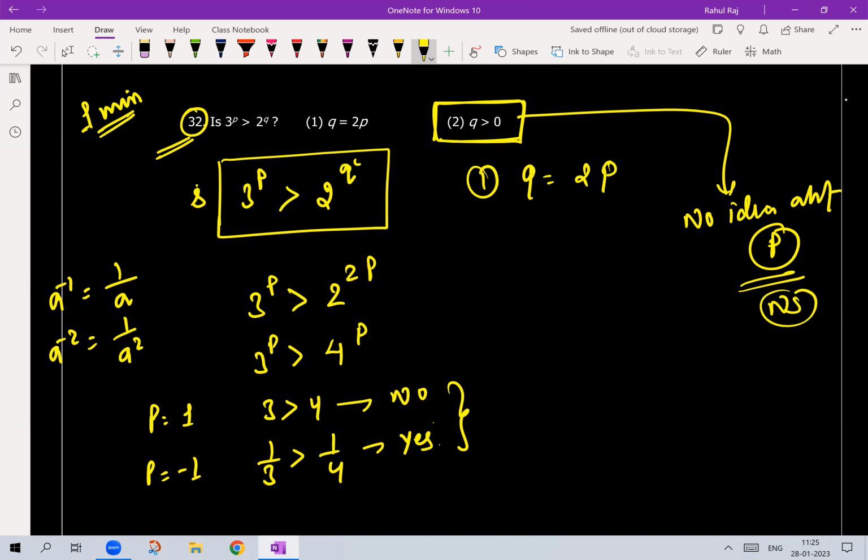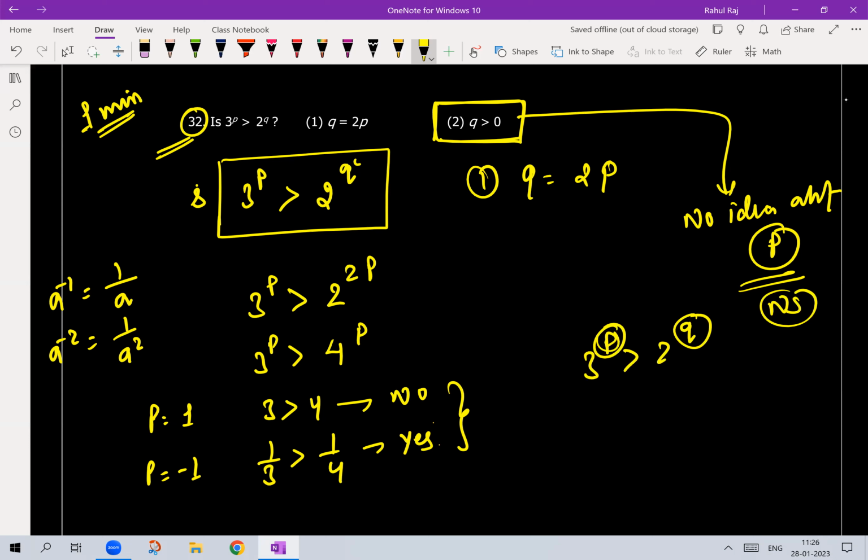100% when you are solving, you get a yes or no situation. But here, do you really feel that you need to even think about a yes or no situation? Because the question says 3 to the power p greater than 2 to the power q. Option number 2 says q is greater than 0. Now imagine if you take q 100, I'll take p 1 lakh. You take q 1 lakh, I'll take p 10 lakh. I have no idea about p. I can create anything. So creating a yes or no situation is pretty simple for me.